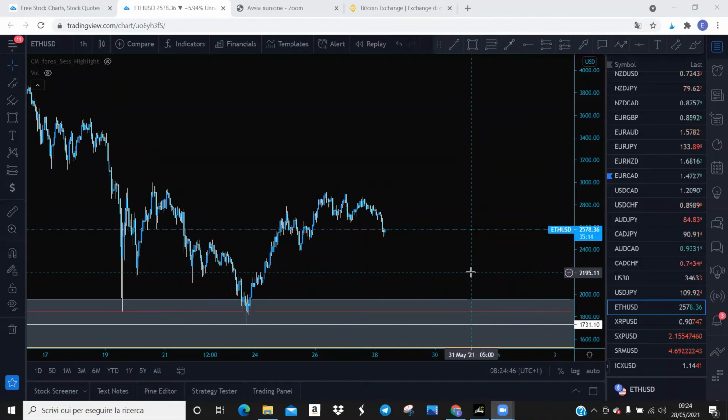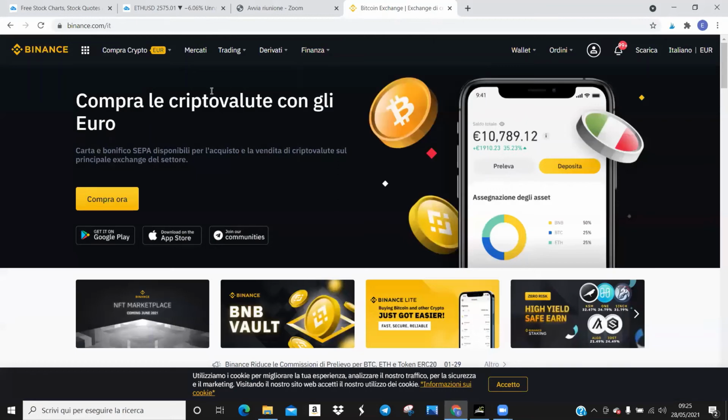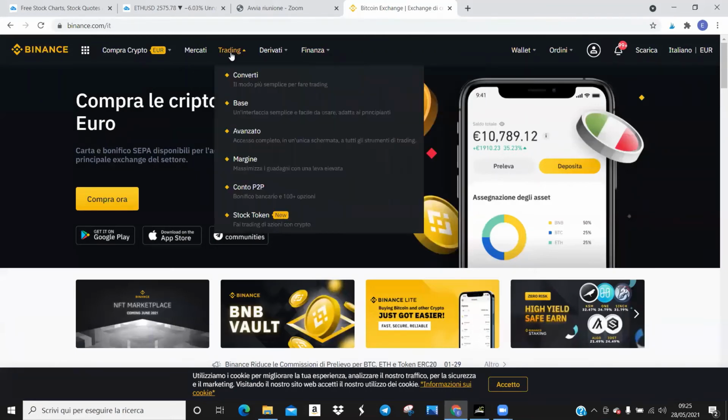All right, what's up everyone? So this is how we will actually find the lot size for trading. If you are trading on a different broker, on MetaTrader 4 or whatever, then it's fine, you can use a lot size calculator as always. If you're using Binance futures like us, let me actually go to the futures in a second.